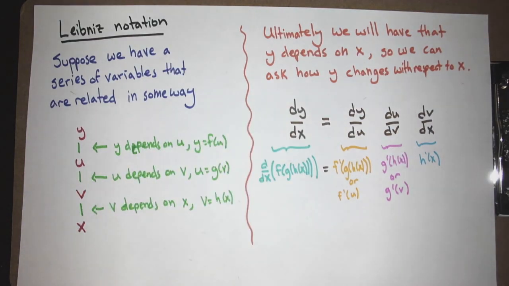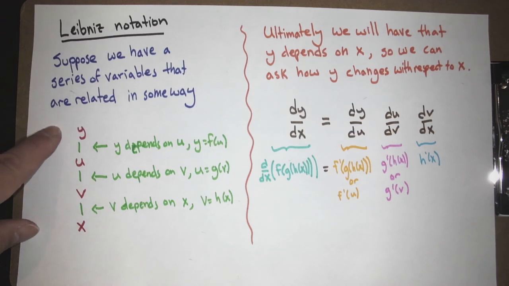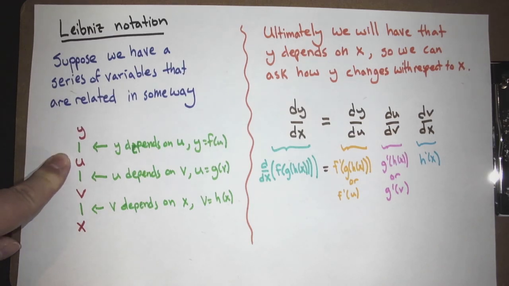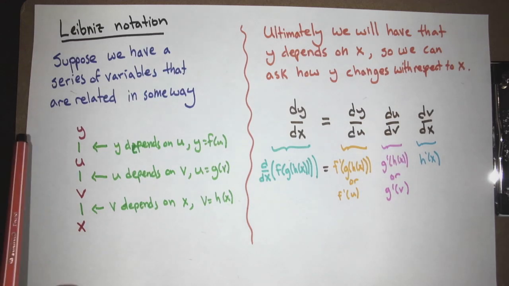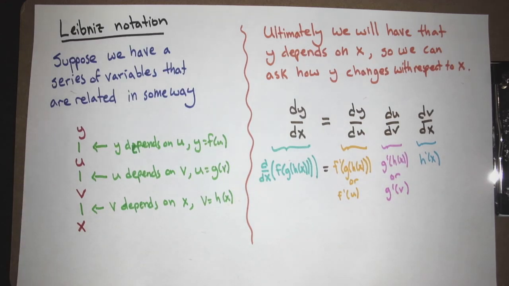And so suppose you have a sequence of variables. I have y, which is somehow dependent on u. So y is a function of u. U somehow depends on v. So that says u is a function of v. V somehow depends on x. Okay, so v is a function of x. But if I say that y depends on u depends on v depends on x, we say, well, wait, y really just depends on x? And there's this sort of intermediate information here.